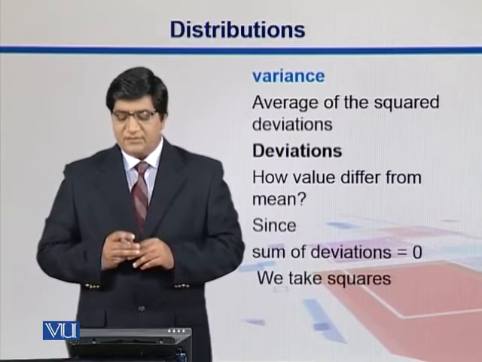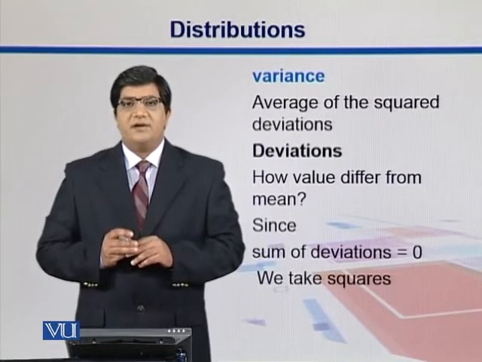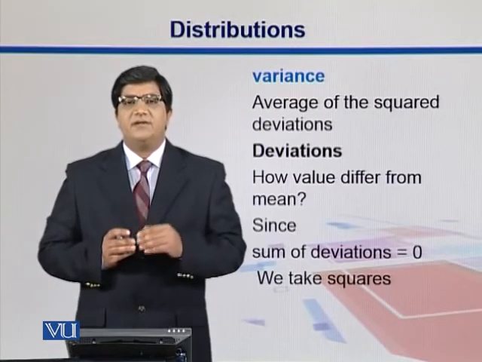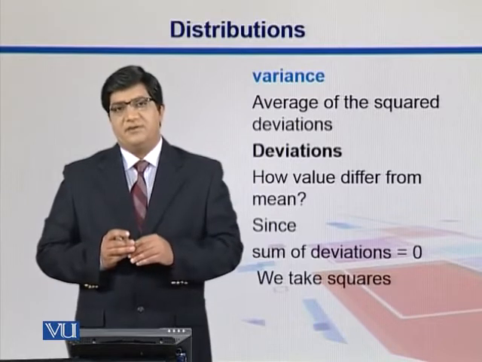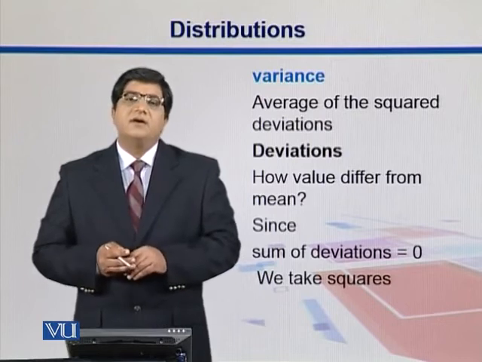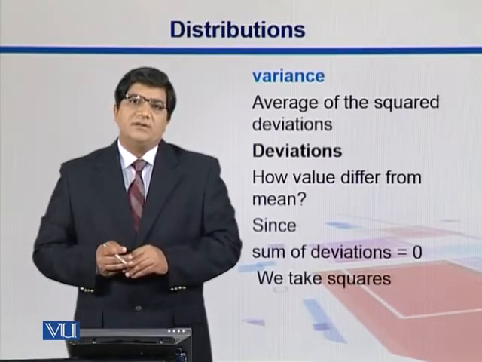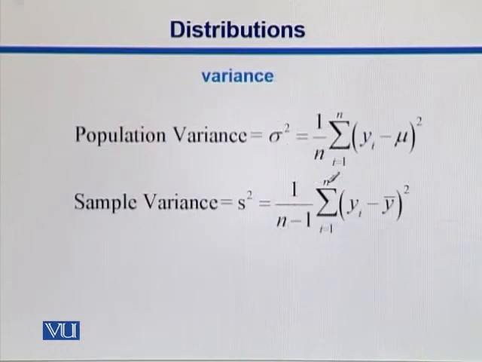Theoretically, the sum of deviations goes to 0. That's why we square them and take their average. We cannot have the average of deviations, since the sum of the deviations becomes 0. So when we square them, we get a new parameter which we call variance. In this slide, we see the equations that are used to calculate the variance.